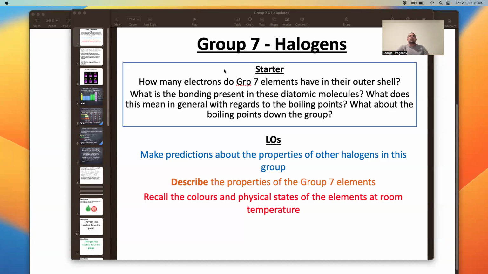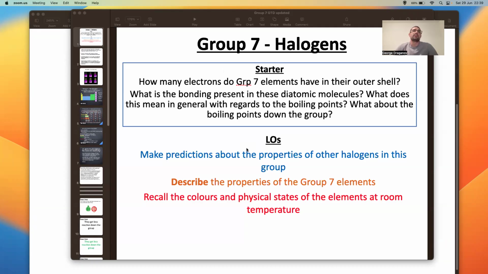Group 7, the halogens. Today's lesson objectives will be to describe the properties of the halogens, how they look at room temperature and pressure, what their physical state is, what color they form in water, and can we make predictions about their reactivity and explain it? That's the higher level.